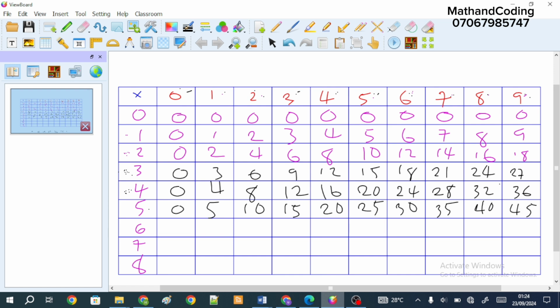Okay, we'll go to 6. 6 times 0 is 0. 6 times 1 is 6. 6 times 2 is 12. 6 times 3 is 18. 6 times 4 is 24. 6 times 5 is 30. 6 times 6 is 36. 6 times 7 is 42. 6 times 8 is 48. 6 times 9 is 54.